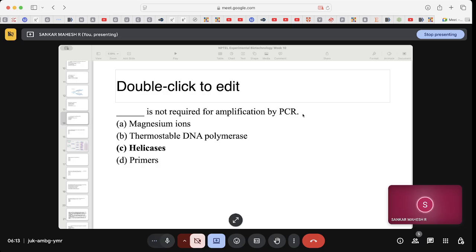Taq is one thermostable DNA polymerase, one of the thermostable DNA polymerases. Yes. Why do you think helicases is not required?